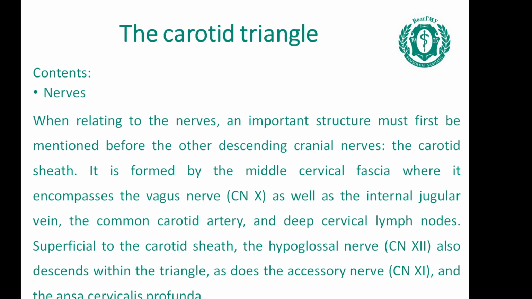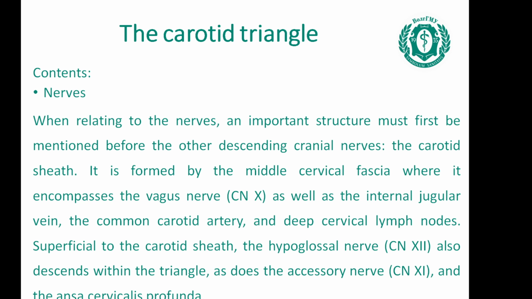Nerves. When relating to the nerves, an important structure must first be mentioned before the other descending cranial nerves, the carotid sheath. It is formed by the middle cervical fascia, where it encompasses the vagus nerve, the 10th cranial nerve as you know, as well as the internal jugular vein, the common carotid artery, and deep cervical lymph nodes.